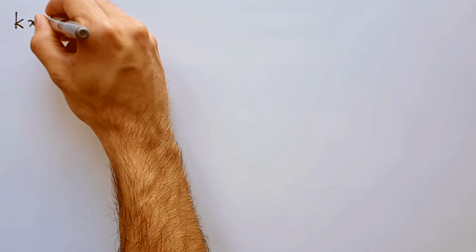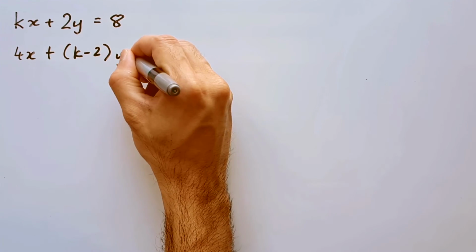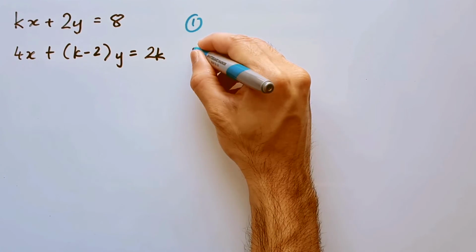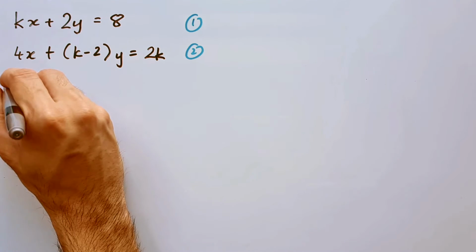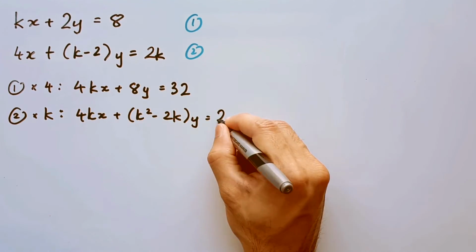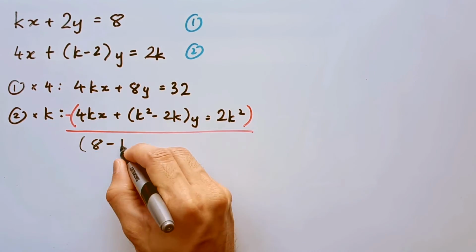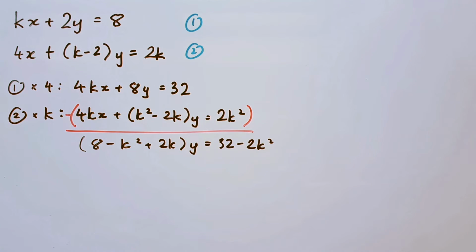So here we have kx plus 2y equals 8, and 4x plus (k minus 2), in brackets, times y, equals 2k. This will be a little bit more challenging to try and match together. And it looks like the easiest term to do that with is the x term. So take equation number 1 and times 4, and take equation number 2 and times k. Subtract them off, and we will be left with the y term equal to the constant 32 minus 2k squared.